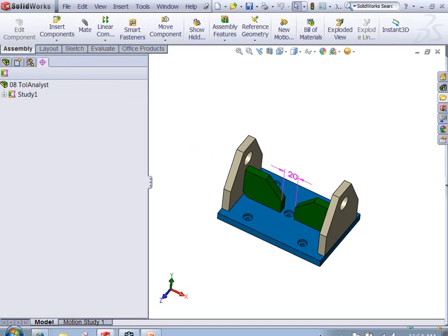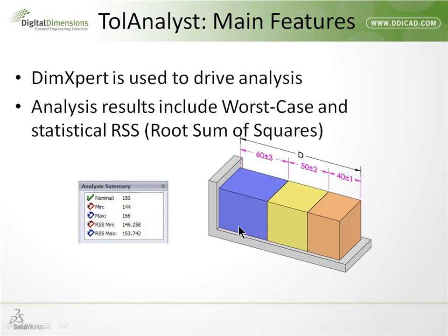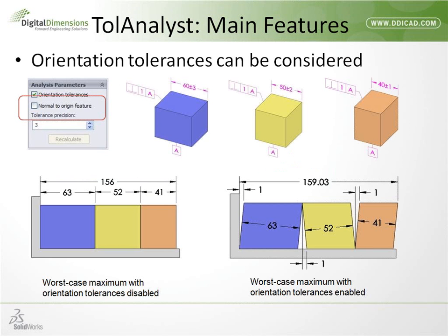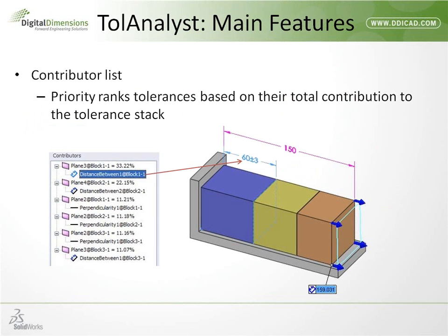Let me take us back over to the slideshow. Okay, so here orientation tolerances can be considered. Worst case with orientation tolerances disabled versus worst case when they are enabled. And you can see what that did to our analysis. It made it worse. And then as I mentioned, the contributor list, I can find out what is causing or the largest contributor to the amount of tolerance I have.